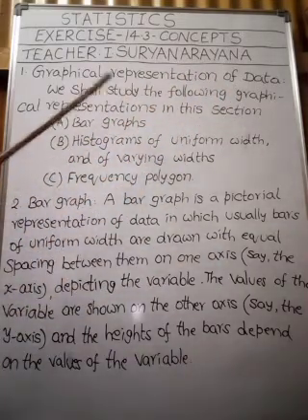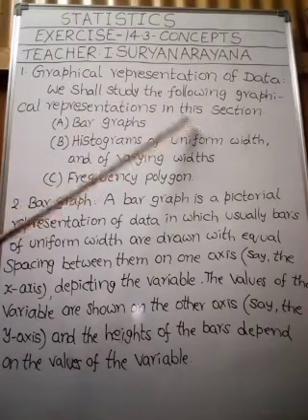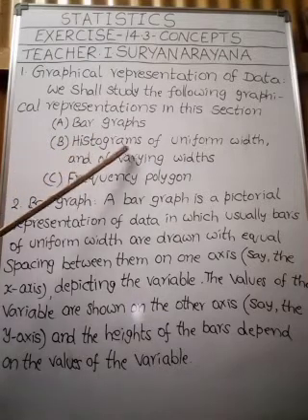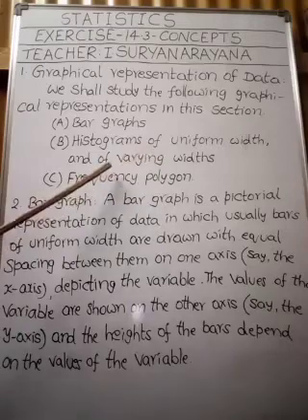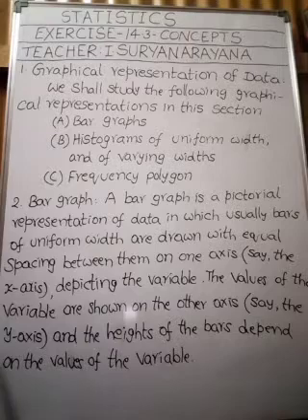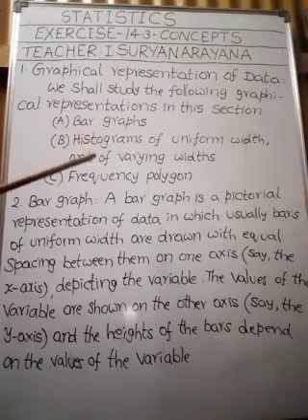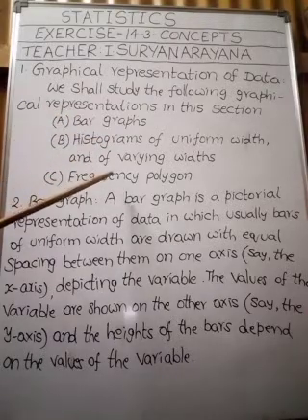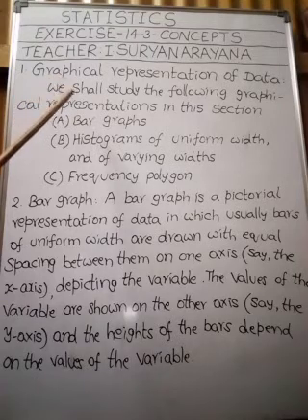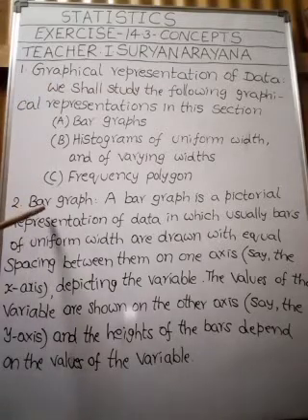Okay, my children, we shall study the following graphical representations in this section. They are bar graphs. Second one, histograms of uniform width and varying widths. And the third one is frequency polygon. We use these three ways to represent the given frequency distribution table graphically. See the first one, bar graph.